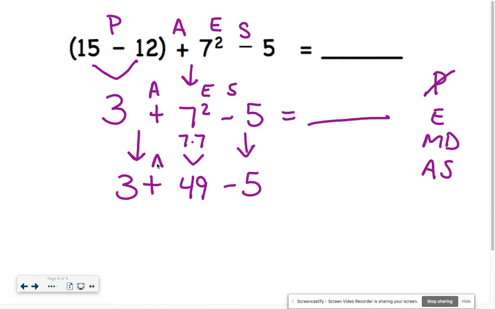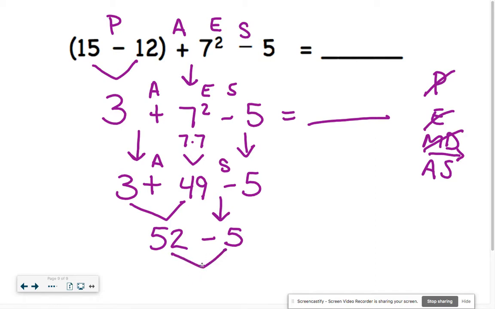I have addition and subtraction left. Remember, addition and subtraction fall on the same line here. So we're going to complete them from left to right. Our left side here is addition. So 49 plus 3 is 52. I will then carry down the rest of the problem. And then 52 minus 5 is 47. Hopefully, if you did all your order correctly, you should have gotten 47.